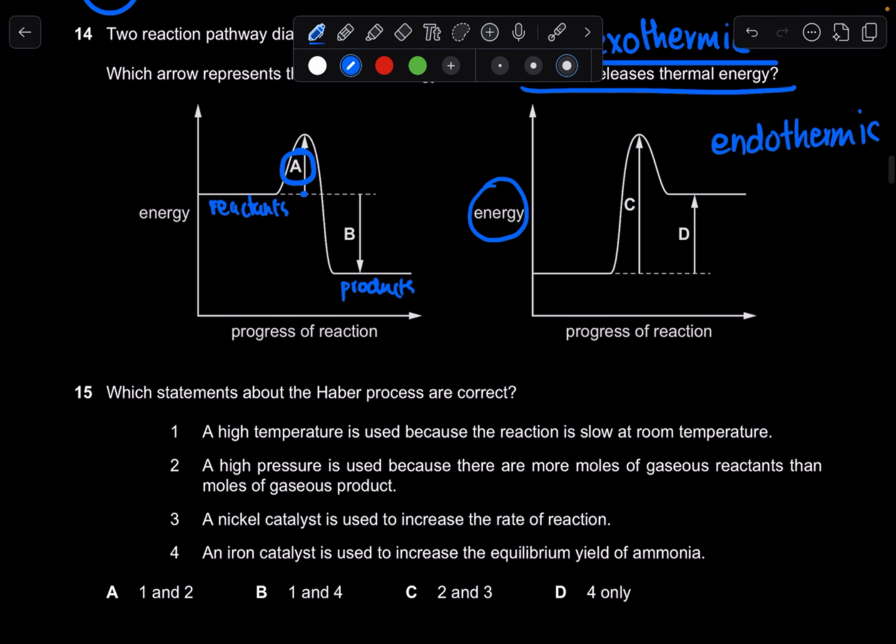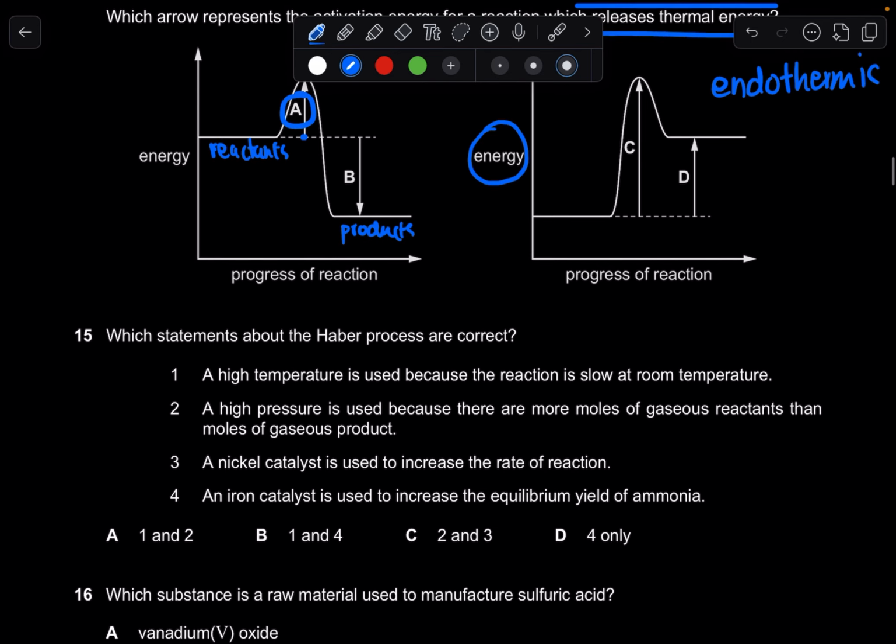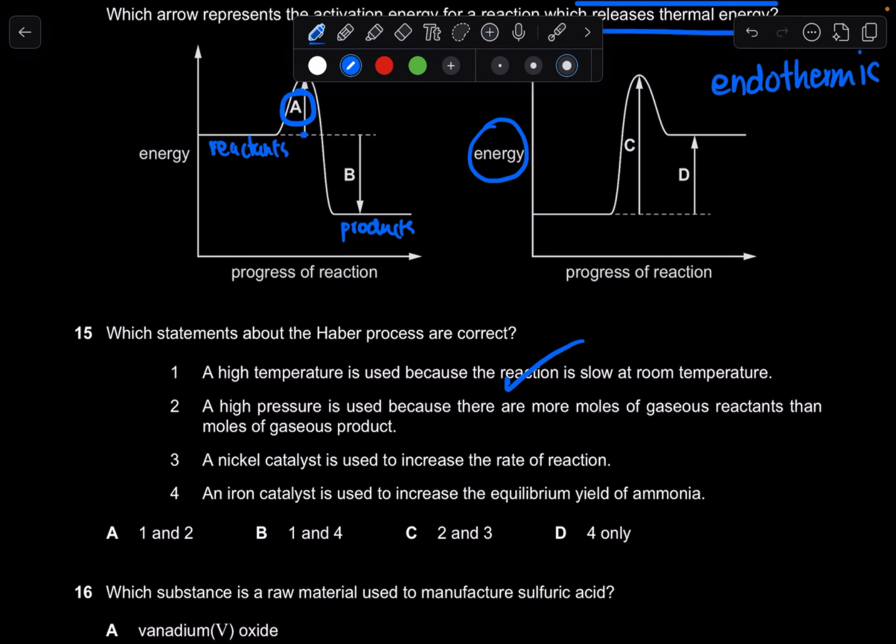Okay, which statement about the Haber process is correct? A high temperature is used because the reaction is slow at room temperature. That's correct, because the higher the temperature, the faster the rate. A high pressure is used because there are more moles of gaseous reactants than moles of gaseous product. That does not make sense, but let's see.